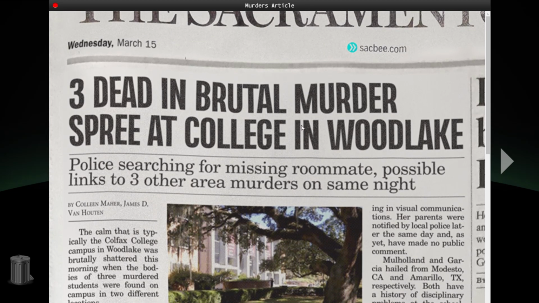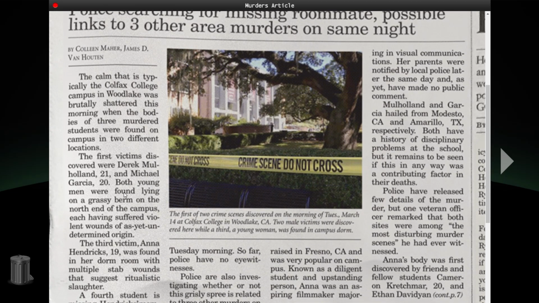Three dead in brutal murder spree at college in Woodlake. Police searching for missing roommate. Possible links to three other murders on the same night.